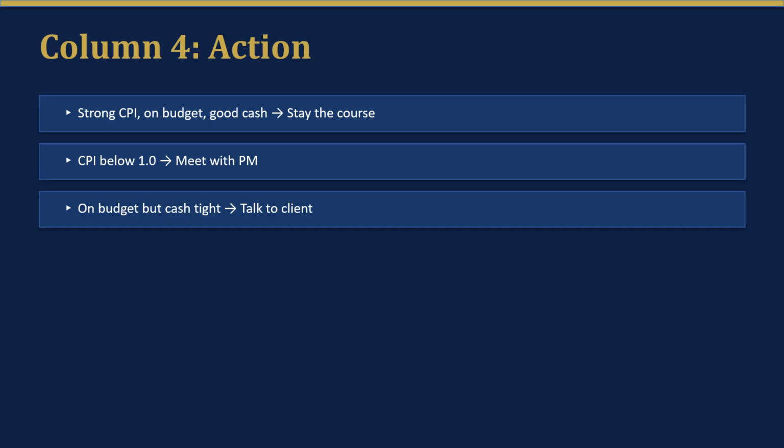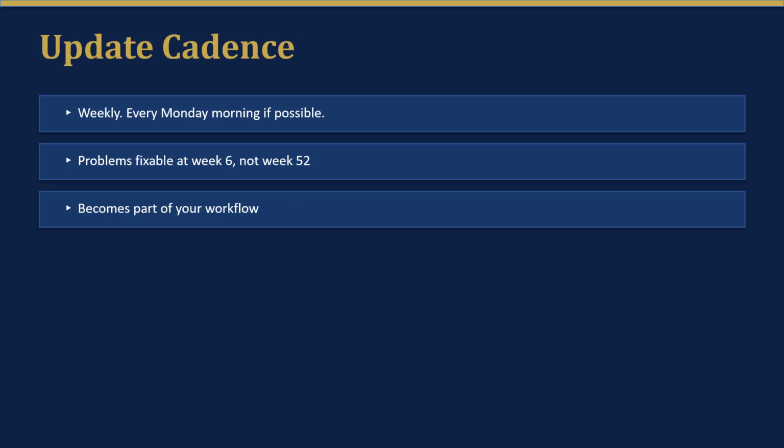If everything looks good, stay the course. If CPI dips even slightly, that's a conversation with the PM now, while it's still $10,000, not $50,000 at closeout. If you're on budget but cash is tight, talk to your client about retainage or payment timing. Monitor isn't passive. It means don't ignore this. Keep watching. Be ready to act. This column is where the rubber meets the road. Controllers don't just read reports, they take action.